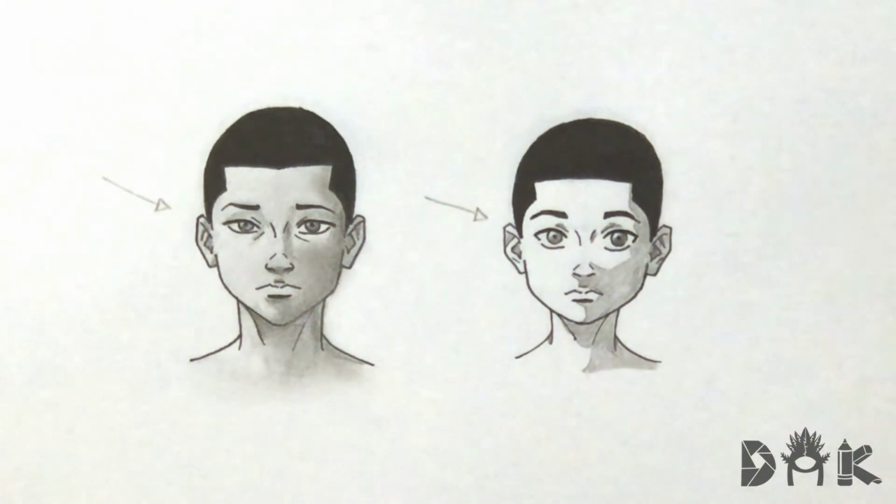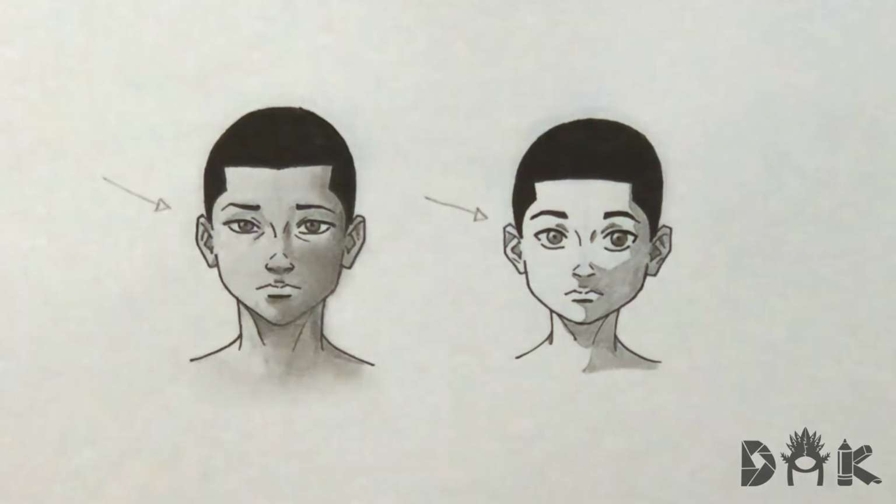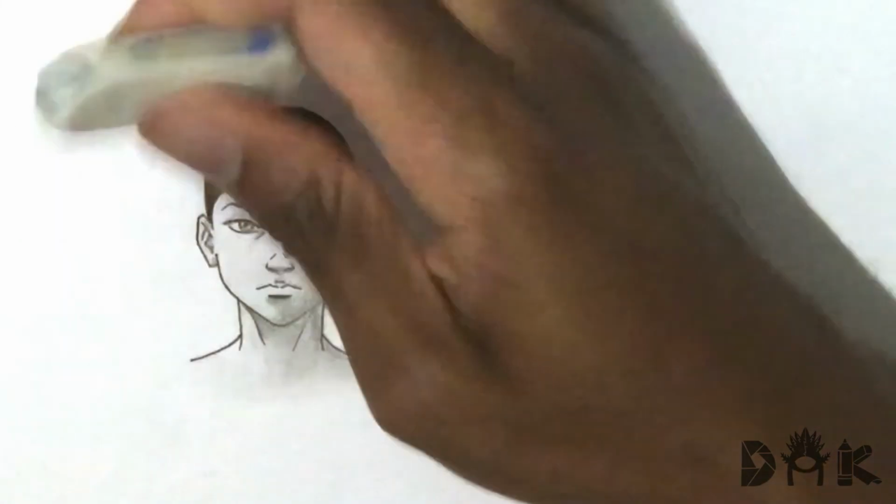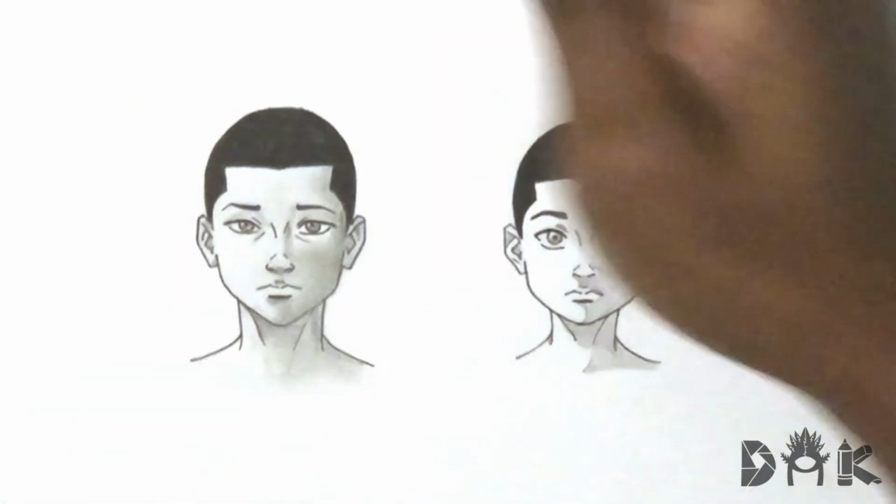That's how you shade the character face, and before we go, we just erase these arrows here. Why not? So just get rid of those if you drew them in just off your paper.